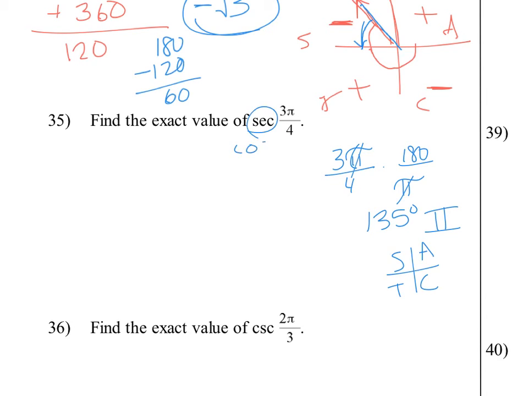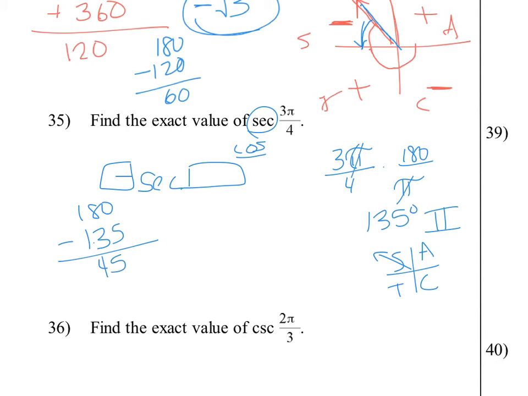Secant is the reciprocal of cosine. So the reciprocal of cosine would be negative in quadrant 2. So it's negative the secant of, and then we have to figure out a reference angle. So the reference angle of 135, it's in quadrant 2, so it's 180 minus 135. So that's 45, so it's negative the secant of 45.